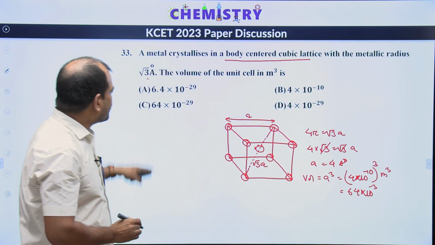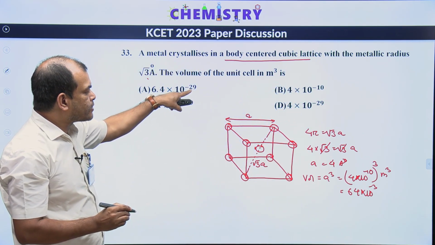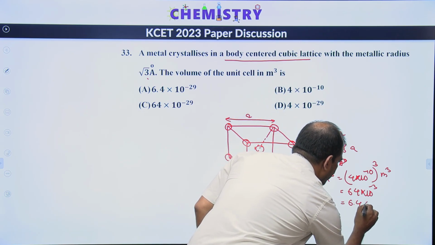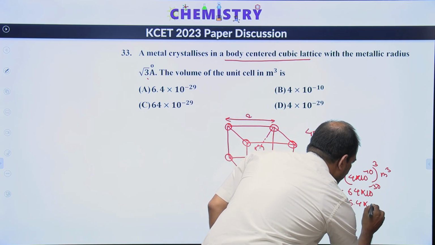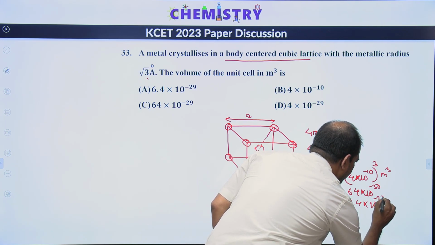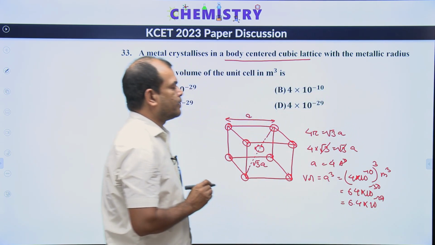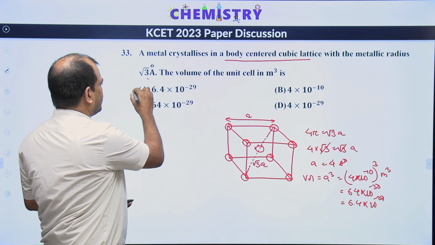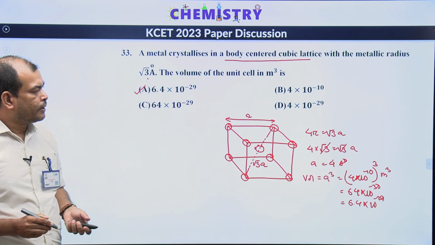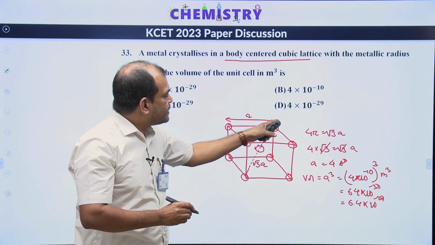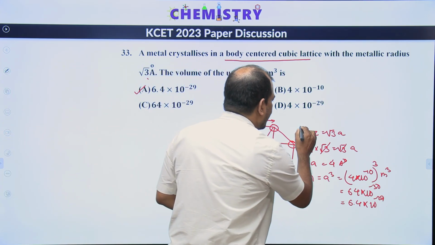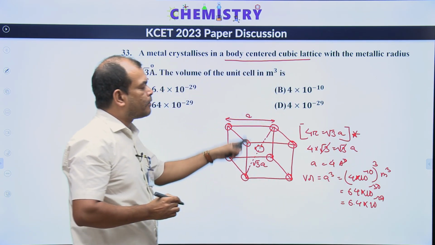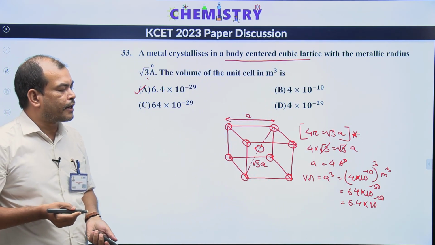Now we have to look at the options. 6.4 into 10 to the power minus 29. Yes, that can be correct, because it is 6.4 into 10 to the power minus 29. Now you can get what the correct answer is. That will be A. Okay. Therefore this is from the solid state. Easily, looking at the diagram, the basic formula is this. That is a very important formula here. Using this formula we can solve this question.